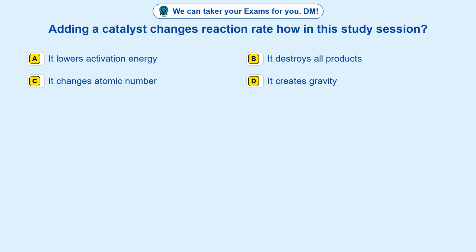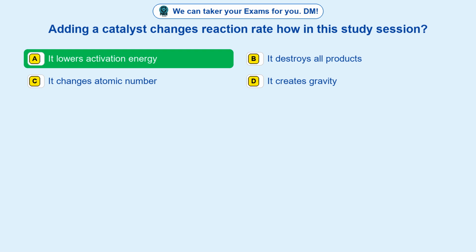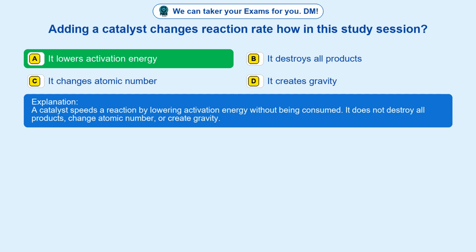Question 37. Adding a catalyst changes reaction rate how in this study session? Option A. It lowers activation energy. Option B. It destroys all products. Option C. It changes atomic number. Option D. It creates gravity. The correct answer is option A. It lowers activation energy. A catalyst speeds a reaction by lowering activation energy without being consumed. It does not destroy all products, change atomic number, or create gravity.